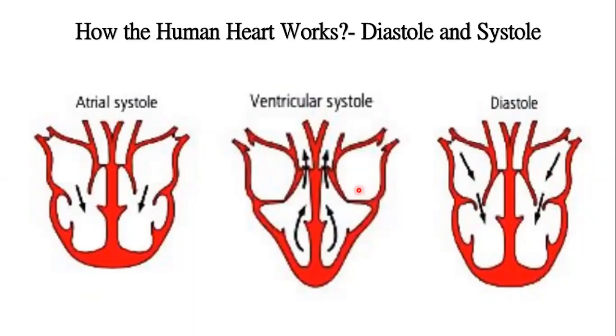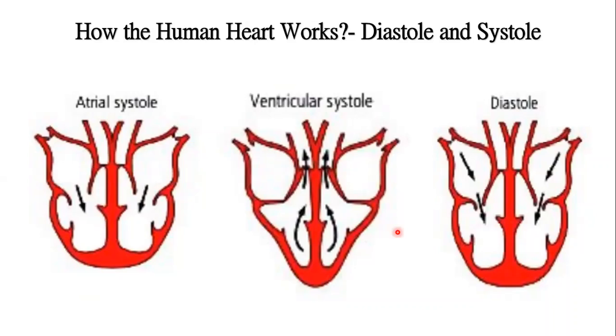The semilunar valves only open during ventricular systole because that is when the ventricles are contracting. Okay. The atrioventricular valves open during atrial systole and during diastole. All right. Okay. So this is how the heart pumps blood, right?